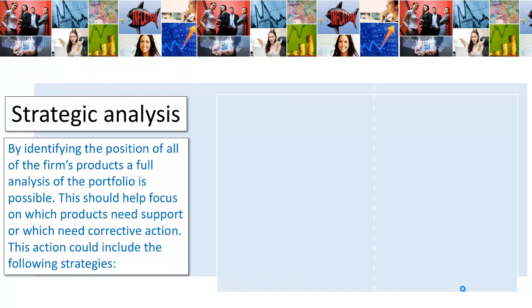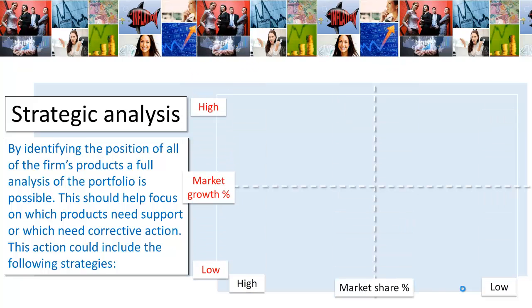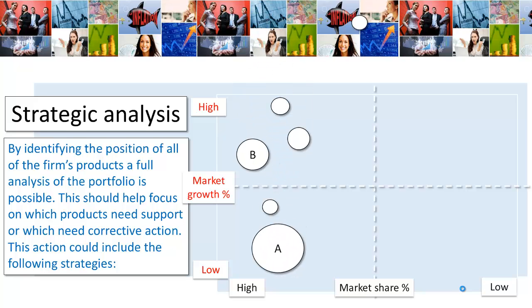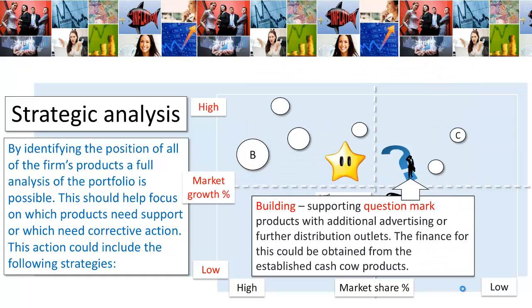So the BCG Matrix, an essential tool for analysing the different products that a business has. Strategic analysis. By identifying the positions of all of the firm's products, a full analysis of the portfolio is possible. And that's going to help the business focus on which products need support, which ones need action, and the action could include the following strategies.